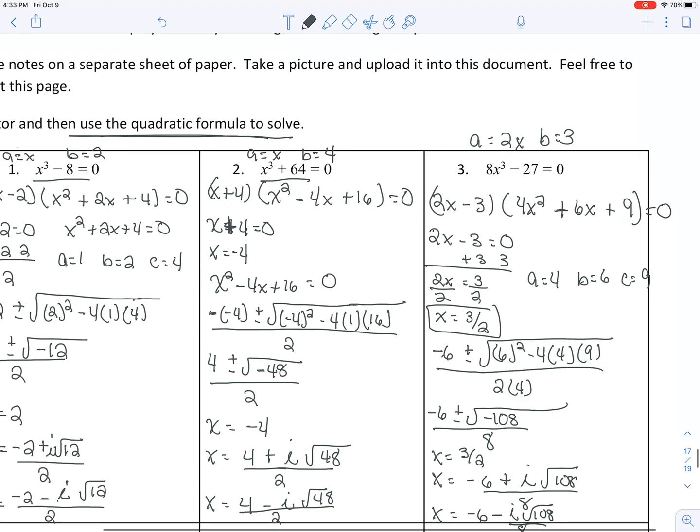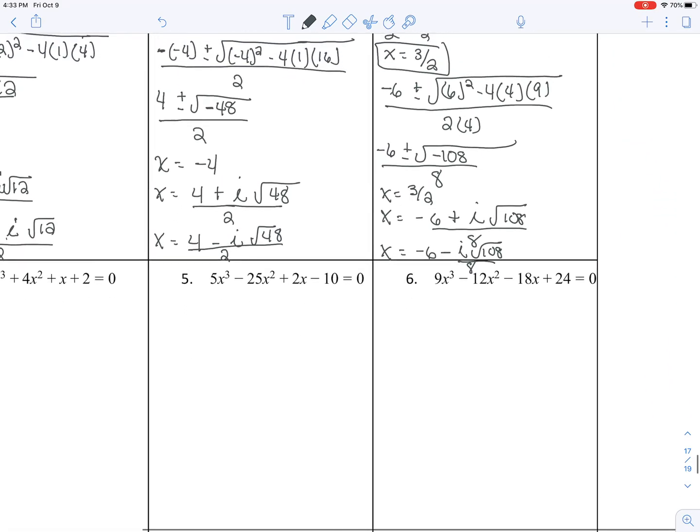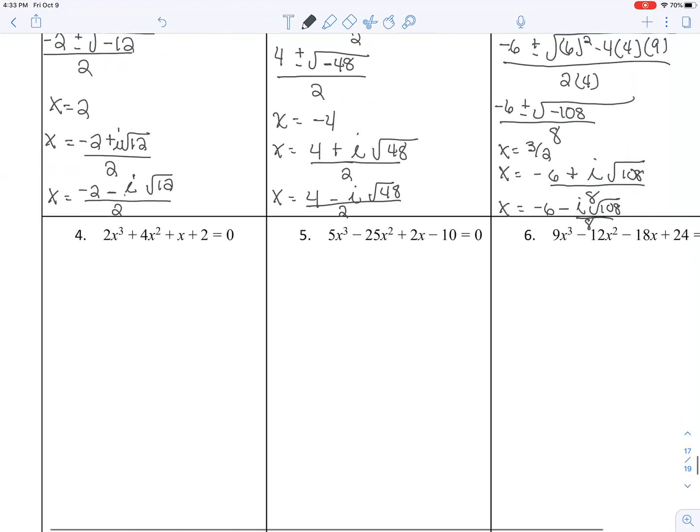Okay? So that's how we solve those. When we have the difference or the sum of two cubes, we're going to have one real solution and two imaginary solutions. All right, now these have no rules. I think all of these may come out to be imaginary, but that's just by happenstance.